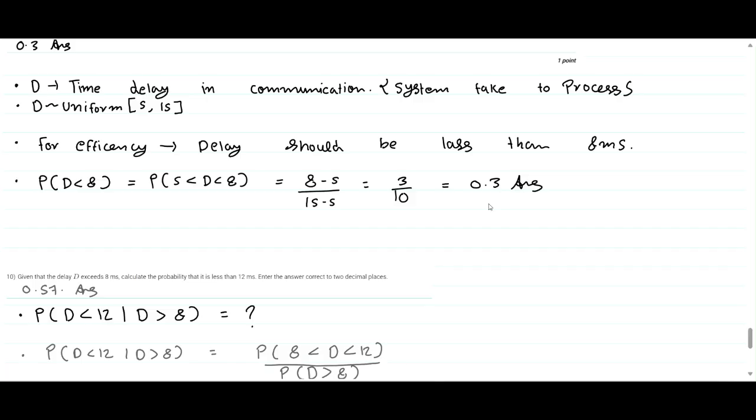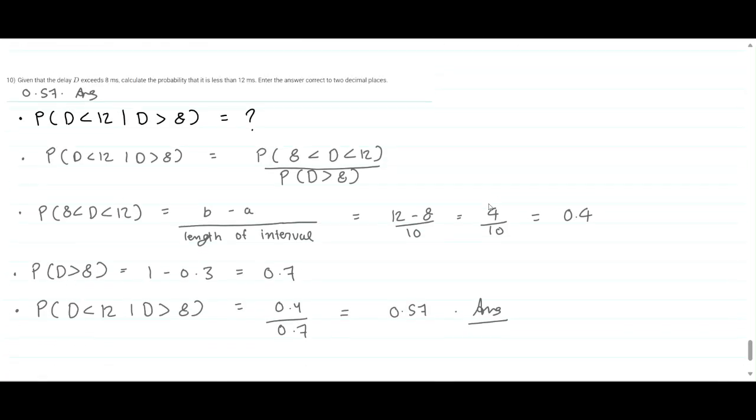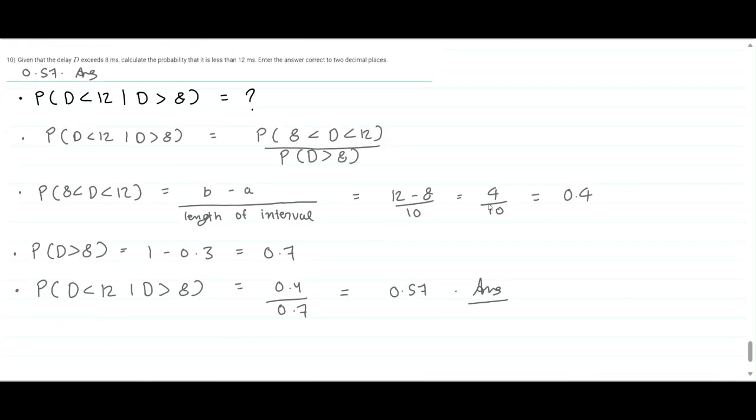Now let us see the last question, which is the continuation of the previous question, and here we need to find the probability of D less than 12 under the condition D is greater than 8. The probability of D less than 12 given D is greater than 8 can be written as the probability of D less than 12 but greater than 8, divided by the probability of D greater than 8. So the probability of D greater than 8 but less than 12 is equal to (12 minus 8) by (15 minus 5), which is equal to 4 by 10, which is 0.4.